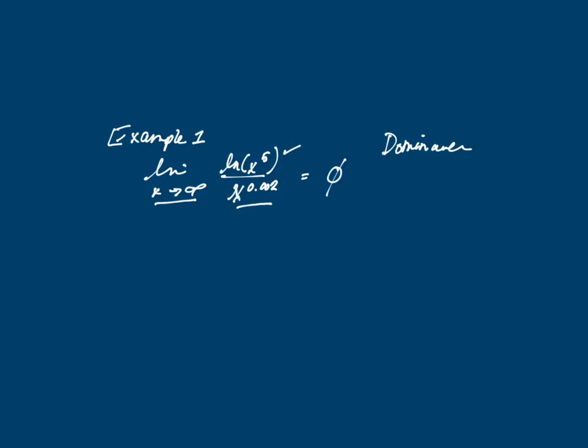This is x to the 0.002. Even though it's 0.002, a polynomial function has higher dominance. That means it will get larger faster, so it will approach 0. So the answer to example 1 is 0.